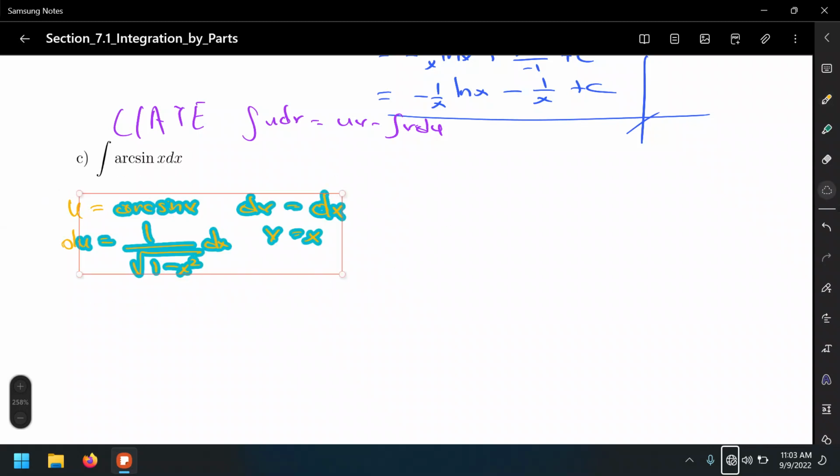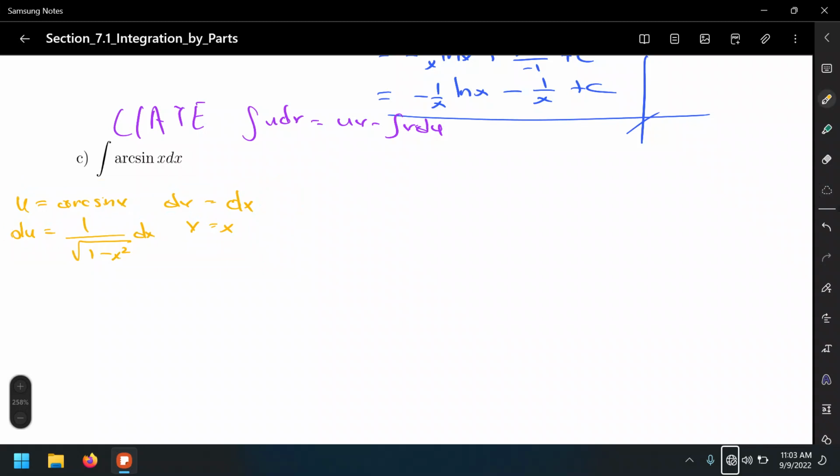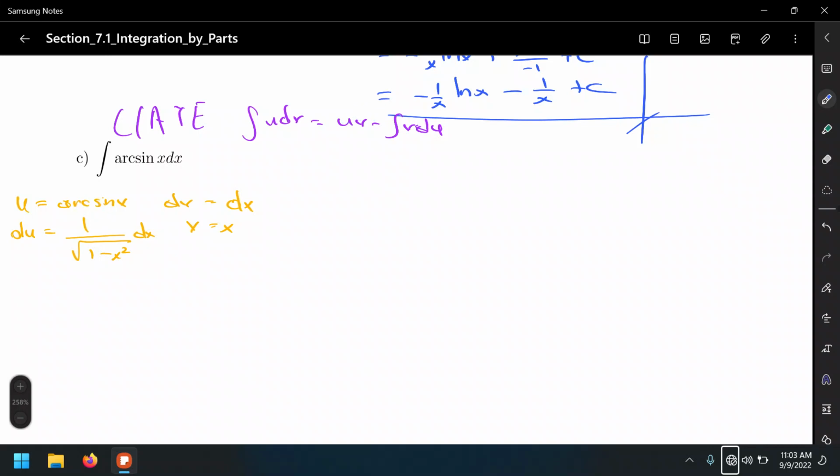Alright, let me make this smaller. I might need space later. Okay, so let's go back to the original integral, and in accordance with the formula, u times v, that is arcsine x times v, which is x, minus the integral of v, which is x, times du, which is 1 over the square root of 1 minus x squared dx. Okay? Again, one thing at a time.